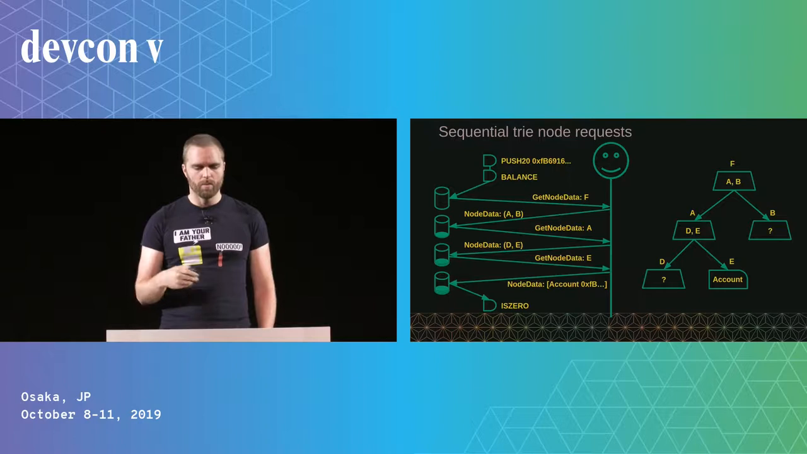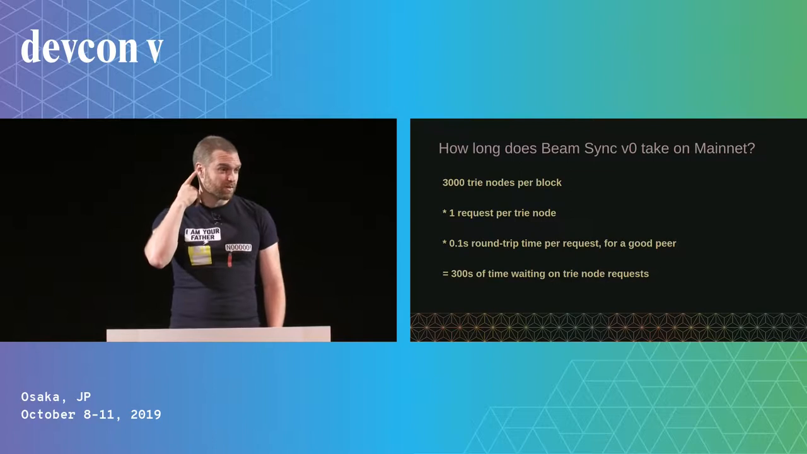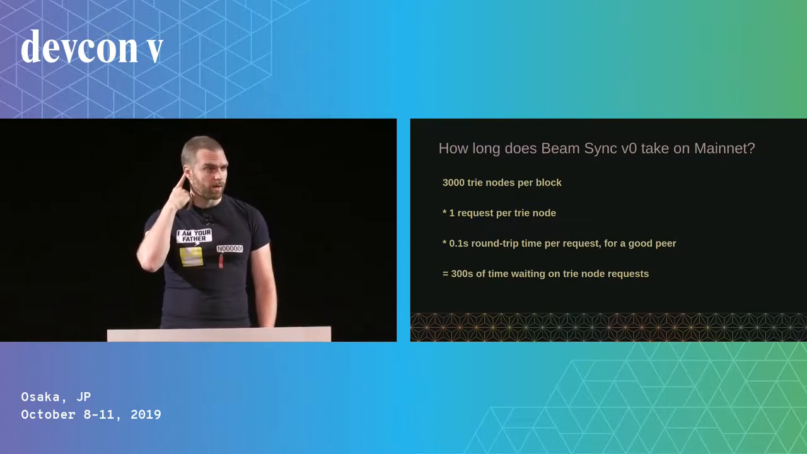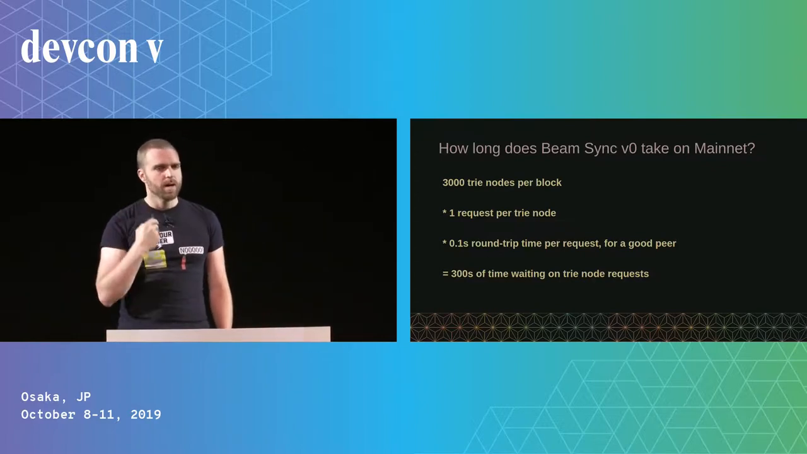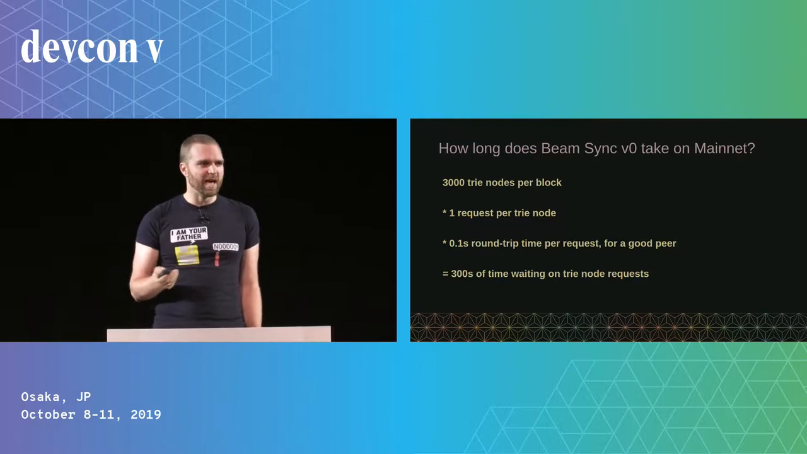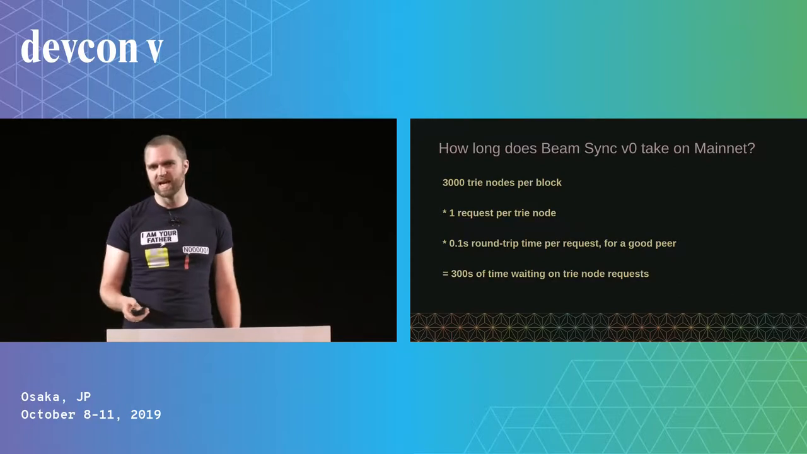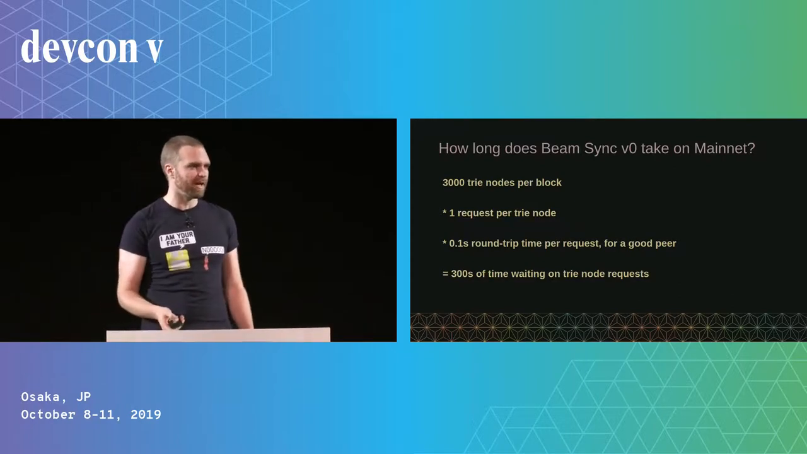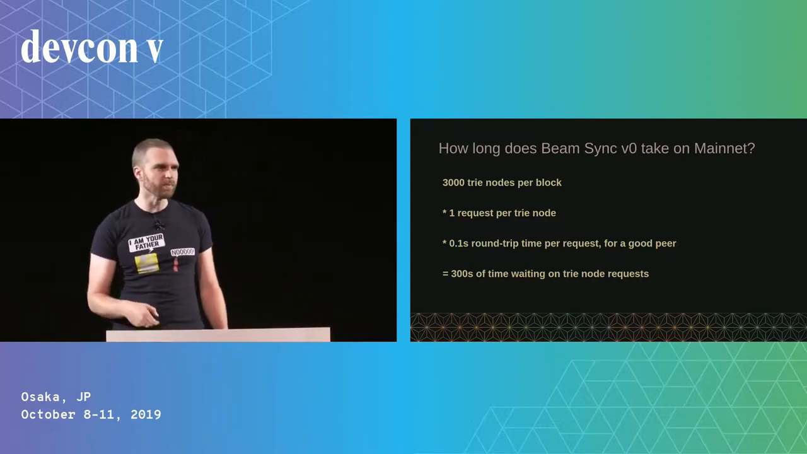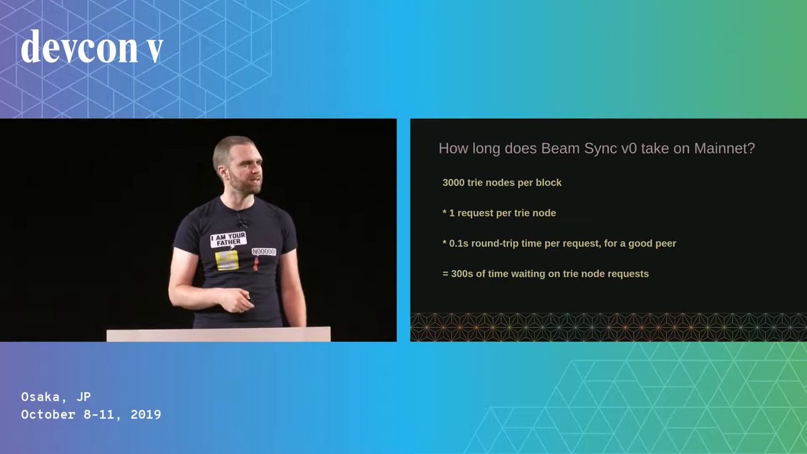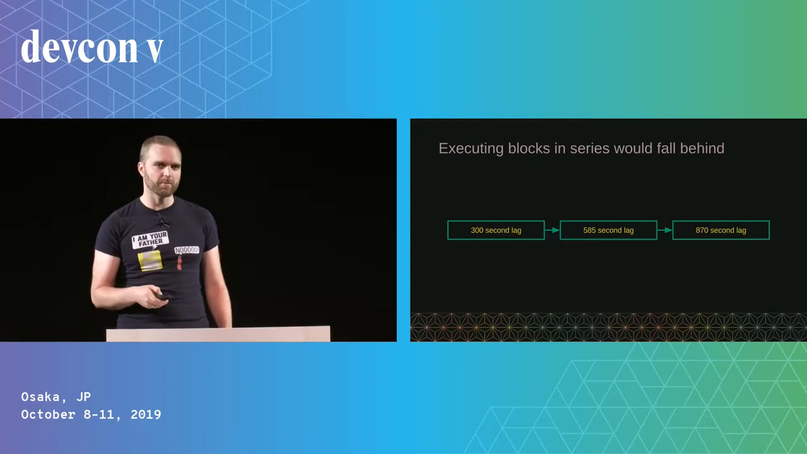So how long does that take? So let's say there are 3,000 nodes per block, and we only get to request one node in each request. And we're connected to peers, but we can only ask one peer at a time. So we get to ask our best peer. In this case, best means we're closest to, that'll round trip fastest. So let's say that our best peer is 100 milliseconds away. So you work that all out. You get 300 seconds of time waiting for state for a block. And that kind of sounds like a problem.